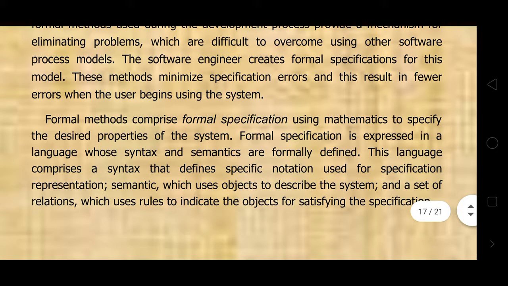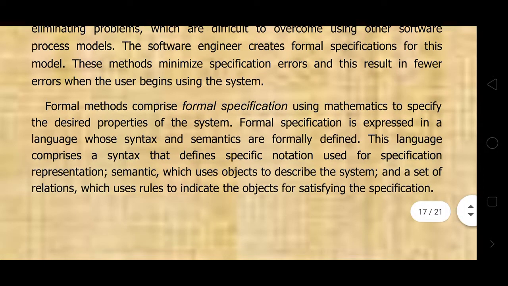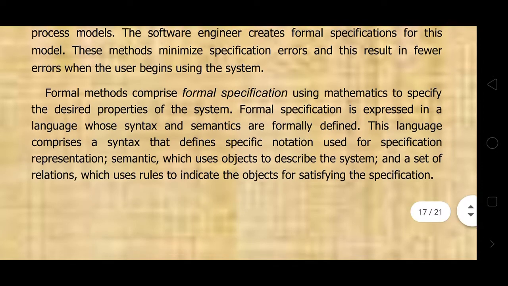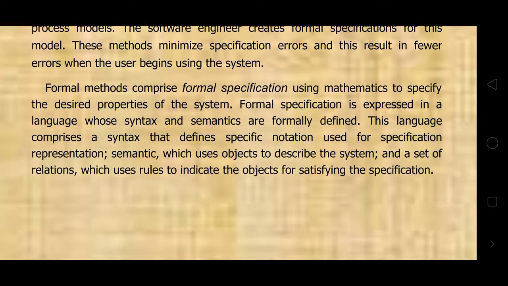Formal methods comprise formal specification using mathematics to specify the desired properties of the system. Formal specification is expressed in a language whose syntax and semantics are formally defined. This language comprises syntax that defines the specific notation used in specification representation.